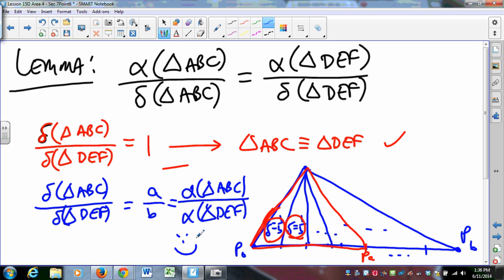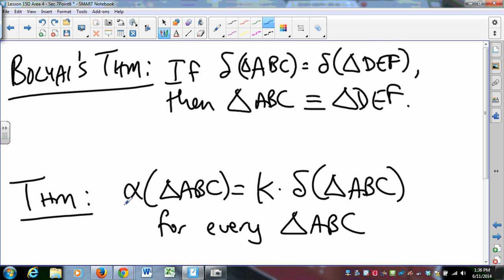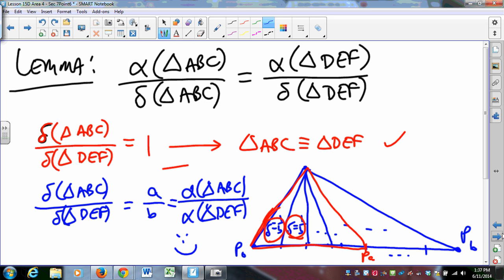So the area of a triangle over its defect is equal to the area of any other triangle over its defect. Well, if the area to the defect is always the same, then the area divided by the defect is always the same. You've got a constant of proportionality going on there.